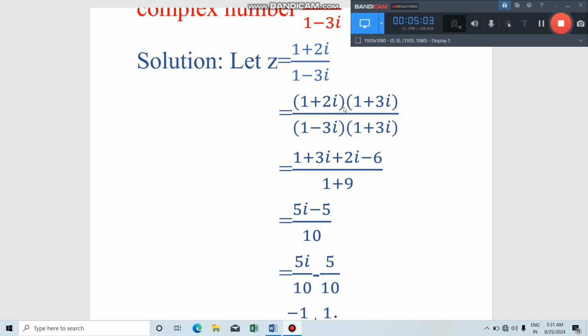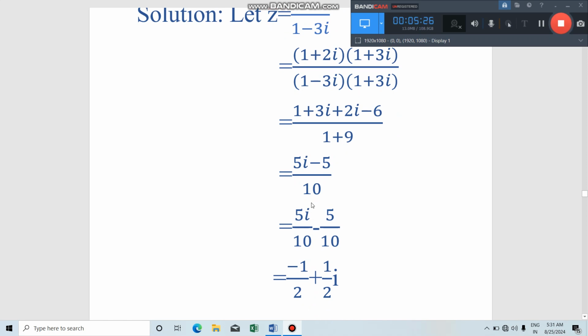So it will become (1 + 2i)(1 + 3i) divided by (1 − 3i)(1 + 3i), which equals 1 + 3i + 2i + 6i², so it will become −6. Now in the denominator, (1 − 3i)(1 + 3i) will become 1² − (3i)², so it will become 1 + 9, which equals (5i − 5) divided by 10.